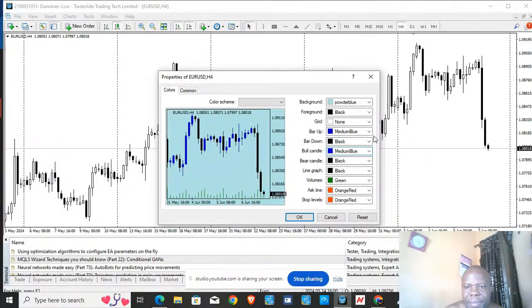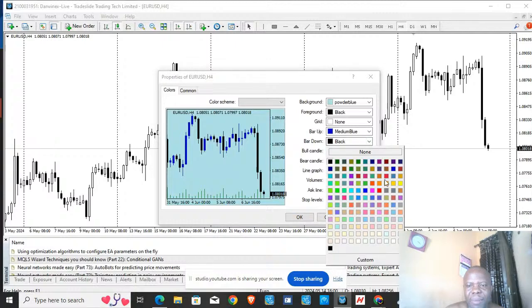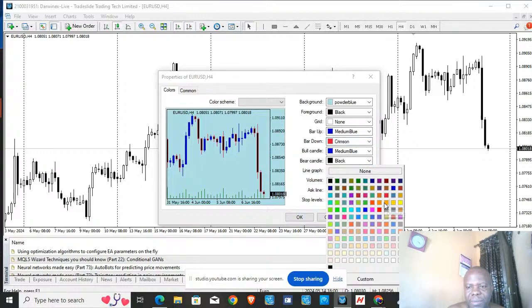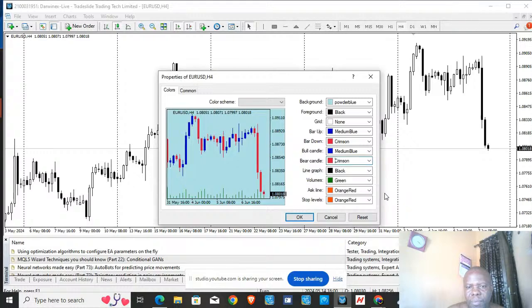Then for my bar down, which is the bearish candle, I can pick crimson. Okay, let me pick orange. Okay, crimson is okay. Crimson is still okay. Then my, okay, this is okay, the same crimson.